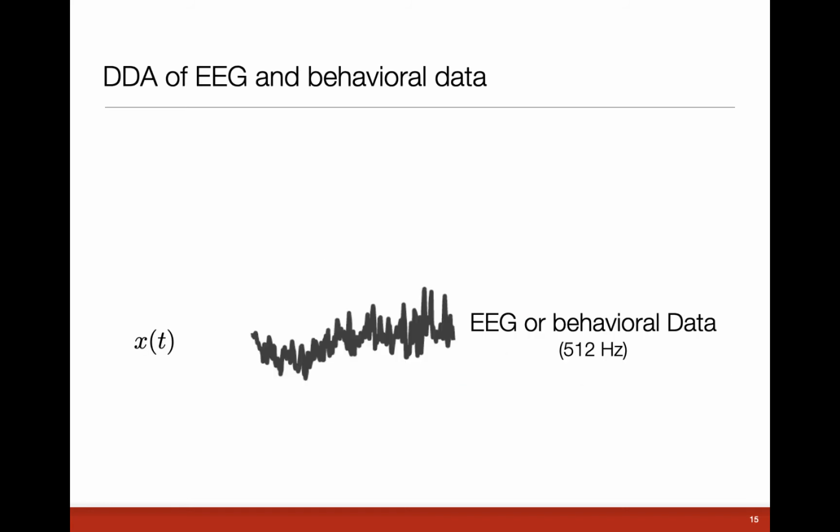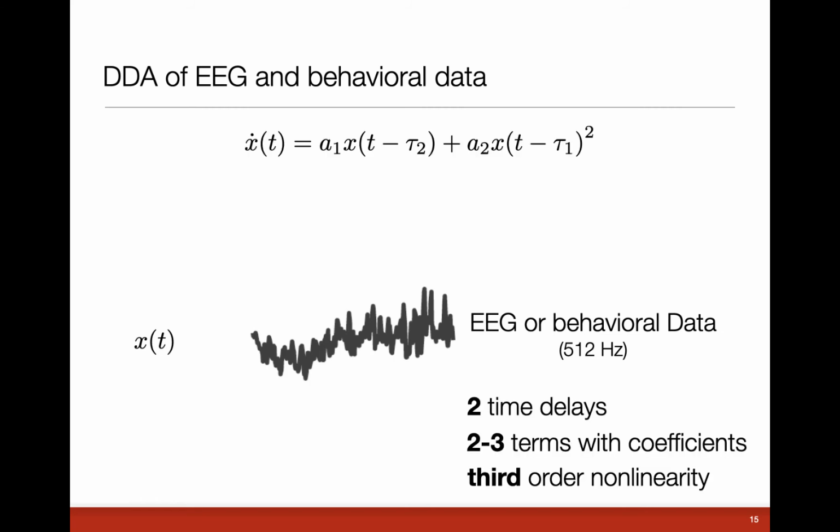DDA, or delayed differential analysis, is carried out strictly in the time domain and not the frequency domain. Considering a segment of EEG or behavioral time series data sampled at 512 Hz, we propose the use of a specific DDA model with 2 time delays, 2 to 3 terms with coefficients, and up to a third order nonlinearity for any given electrode or given behavioral time series, which relates the derivative of the time series data at a given time point to values of the function at previous dates.